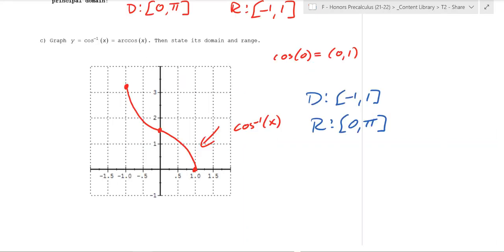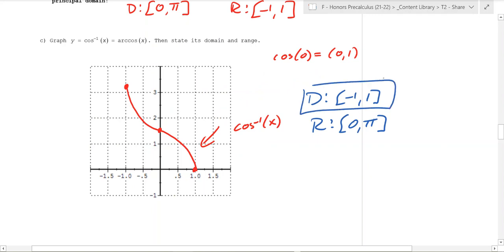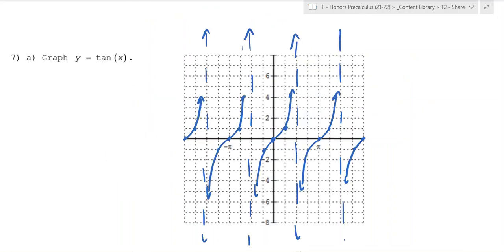So the domain of this function is from -1 to 1, which was the range of the original cosine function. And the range is the domain of the original, which is 0 to pi. So if we do the same thing for tangent, we notice immediately that it is not invertible.